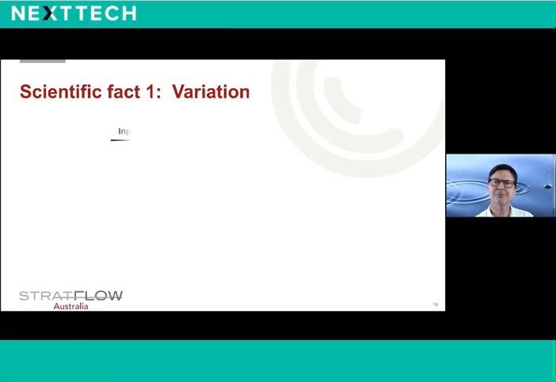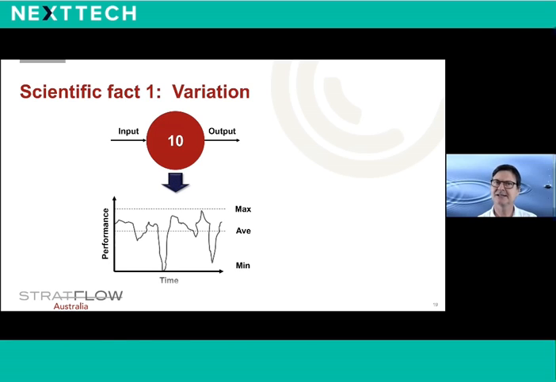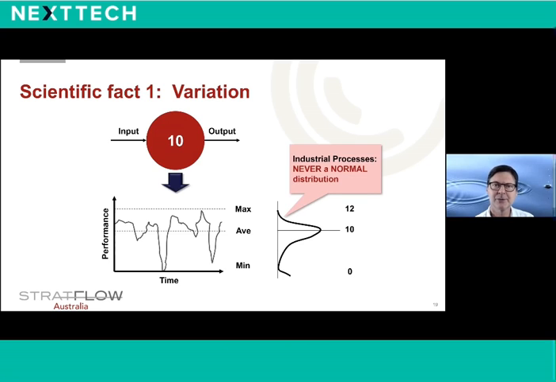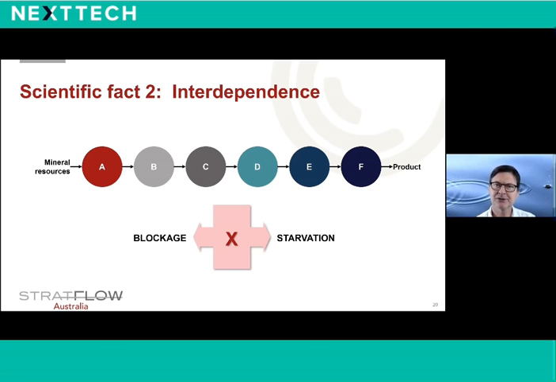But industrial processes are variable. An average of 10 means some 12s and some zeros that gives us 10 on average. And industrial processes are not normally distributed. So we have to deal with the fact that industrial processes in the chain are interdependent. So if B goes down, upstream departments have to stop and downstream departments starve. And if F goes down, it blocks E from producing more, which blocks D, and so on.